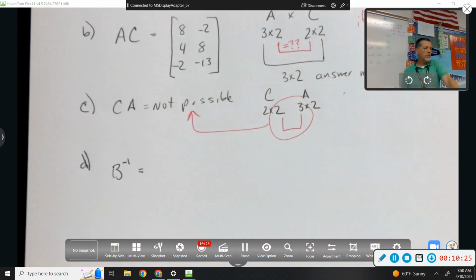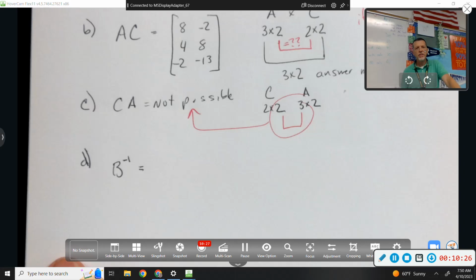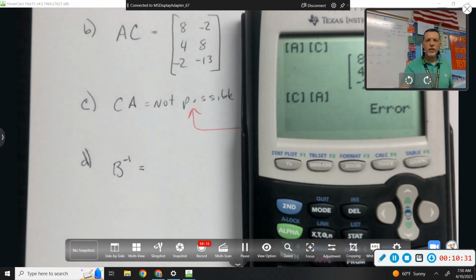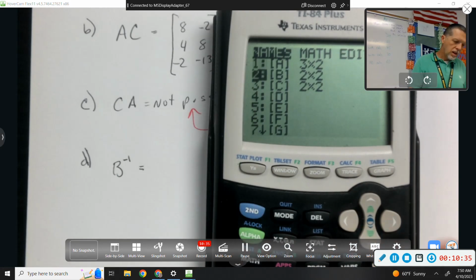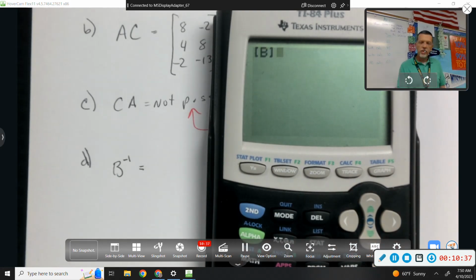All right, next let's find B inverse. Well, you find it just like you think you'd find it. Go get matrix B, and then hit the inverse button, or the x to the negative 1 button. So B to the negative 1, like usually to the negative 1 just means flip it over, but it's a little bit more complicated for matrices. We're not worried about where these numbers come from.